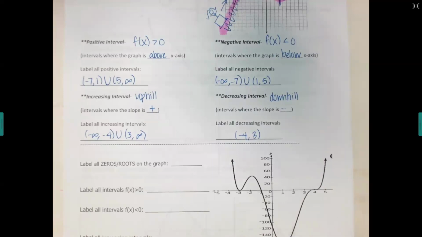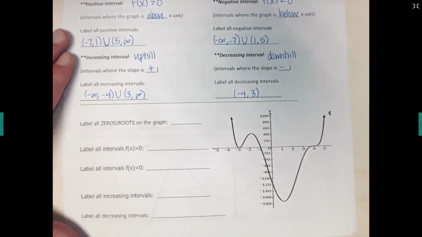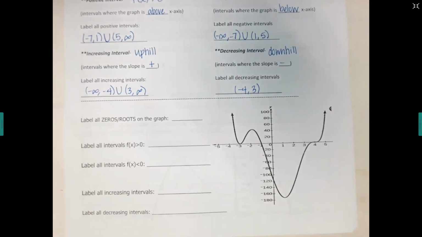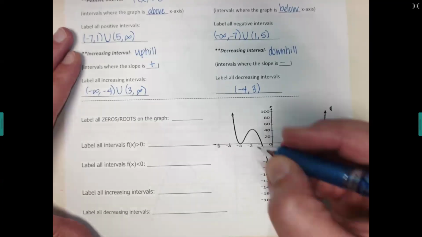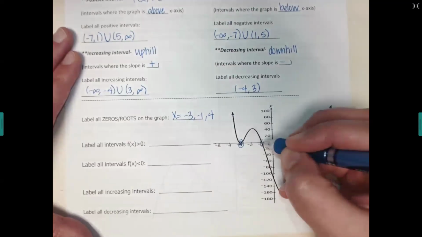Now let's label the graph at the bottom using those same 5 things. Okay, first thing I want you to identify are the zeros or the roots. Okay, remember this is where the graph crosses the x-axis. Where does it cross at? -3, -1, and 4. Okay, those are my x-intercepts.